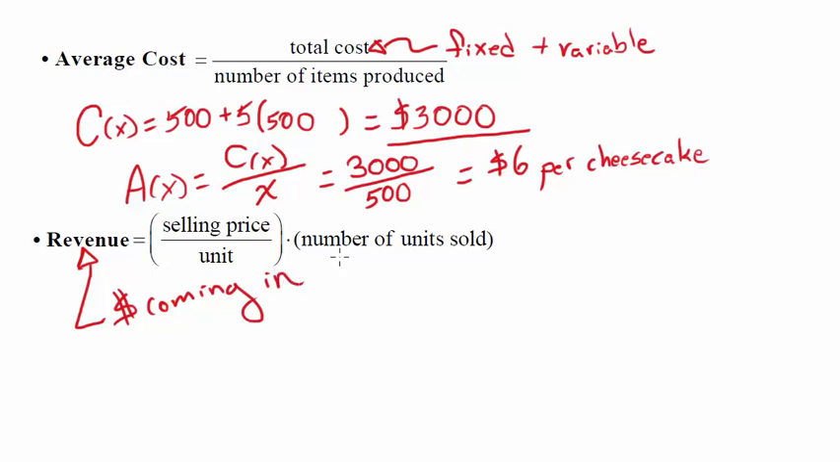Revenue, I have not yet paid my bills. So my revenue, let's say we sell these cheesecakes for $10 per cheesecake. My selling price then is $10 per cheesecake, and I'm going to multiply that by the number of units sold. Let's say we sold 500 cheesecakes.